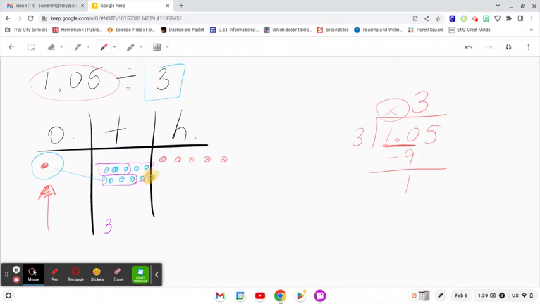Now going back to my place value chart, what do I do with this 1/10? Do I forget about it and move on? No! What we are going to want to do is include it in my hundredths place. So I ask my students, how many hundredths make up 1/10? And they would tell you 10.